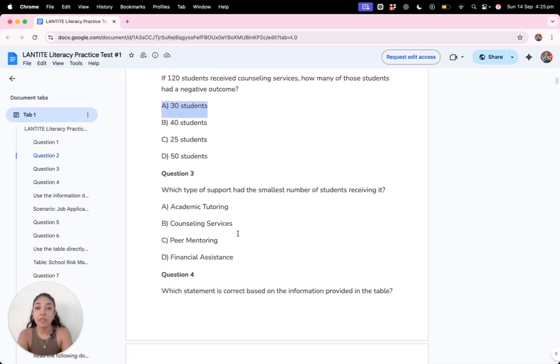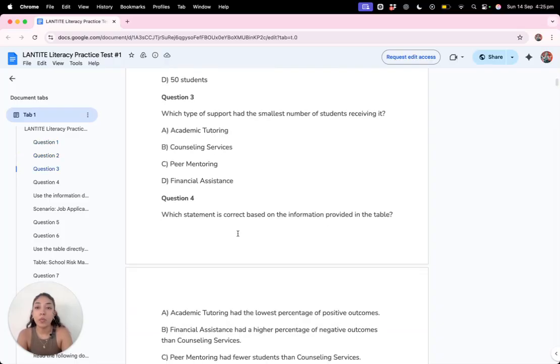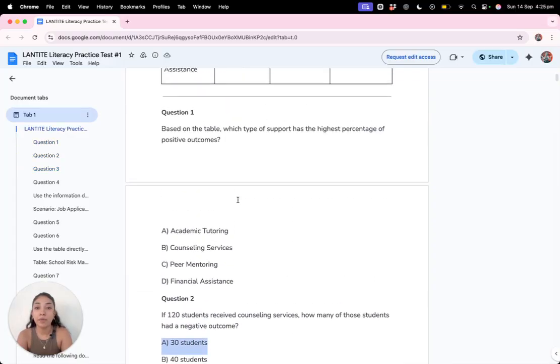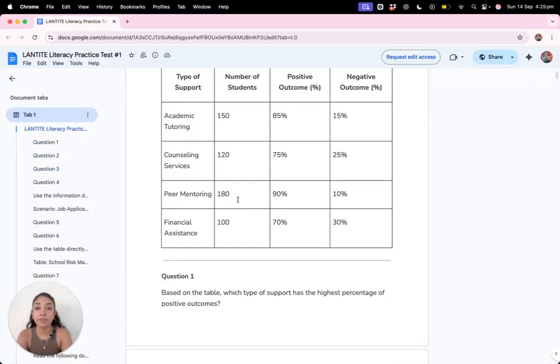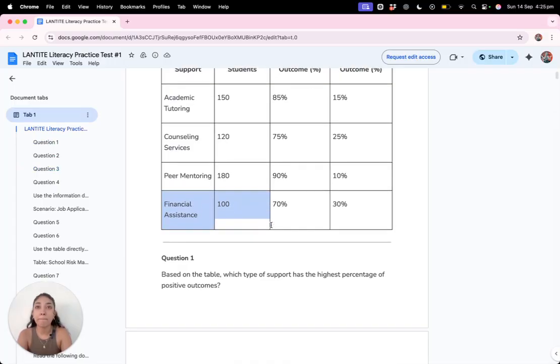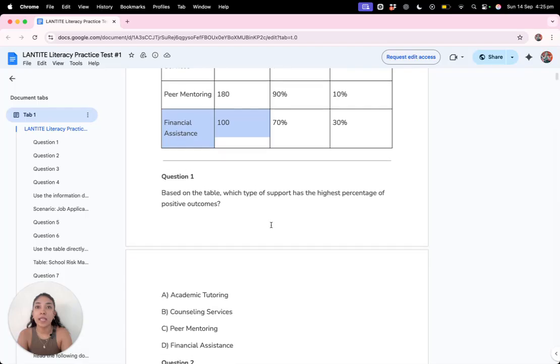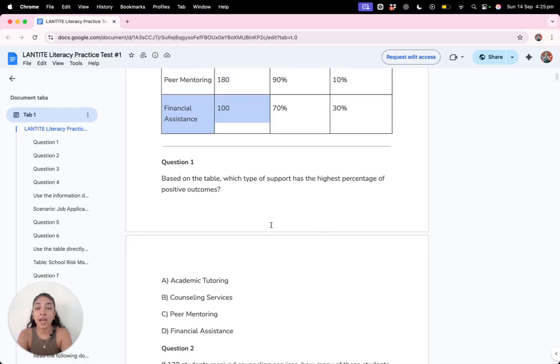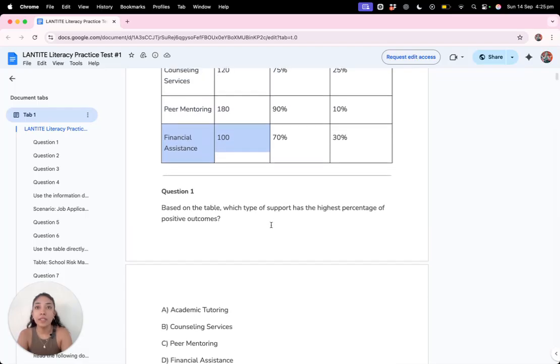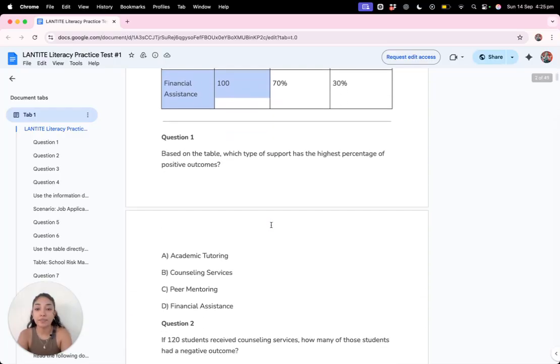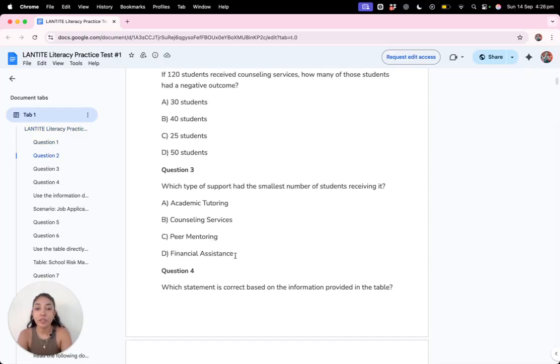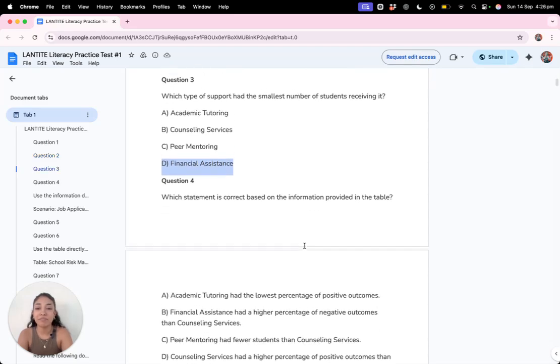Okay, let's go to the third one. Which type of support had the smallest number of students receiving it? The smallest number of students is here, financial assistance. So we can see here that was the smallest number compared to the other support provided, like the other support types. So it is number D, letter D.